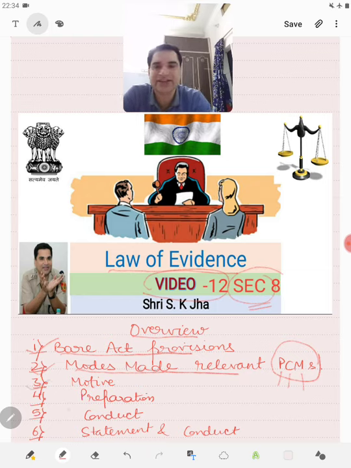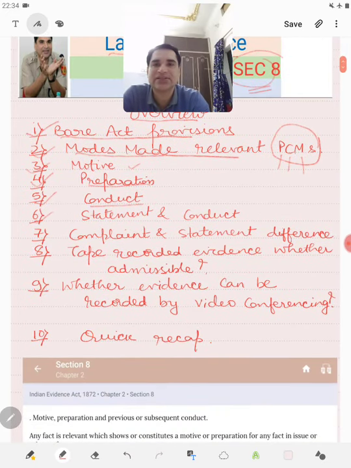Thereafter, we will have a detailed discussion on motive. This will be followed by what is preparation, then the meaning of conduct, and thereafter we will see statement and conduct, as to which statements are relevant under section 8. Then we will also see the difference between complaint and statement. This is very important from the point of view of section 8, and we will also see a case law on which many times a question has been asked either in the preliminary examination or in the mains examination.